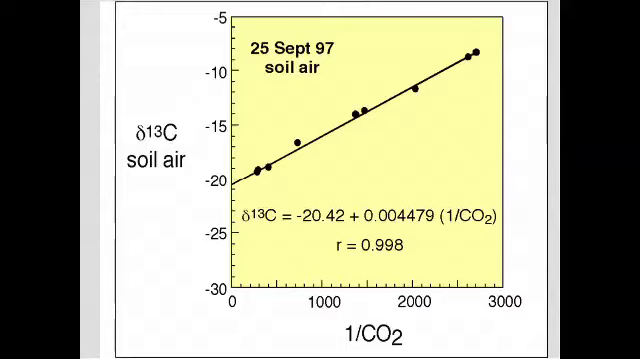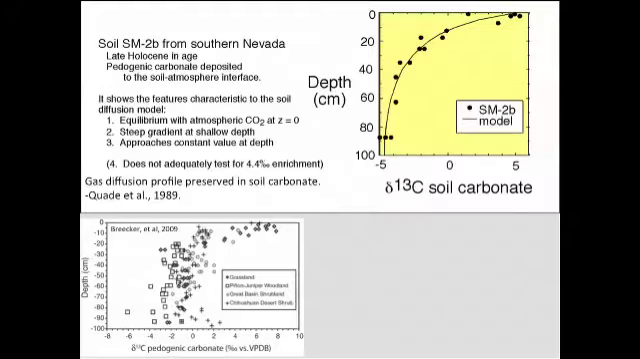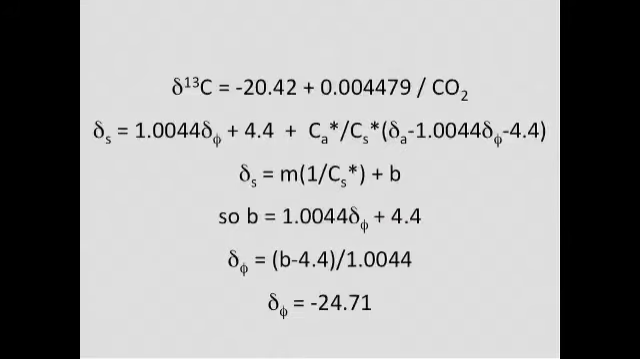So Dave's question earlier, if we measured soil respired CO2, we should get a line that would look like this. Depending on what you're collecting, you get different answers. Our theoretical value is minus 24.7 per mil, and I think that we measured a value about minus 25 per mil. This is just recombining those equations. Here's our regression line. Our intercept is this, and the slope is this. Y is equal to B plus MX.